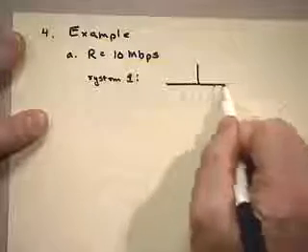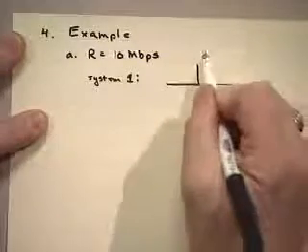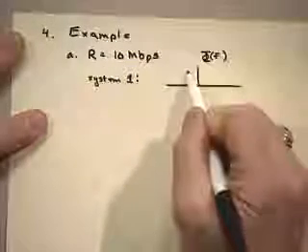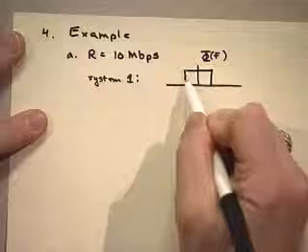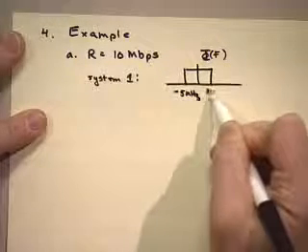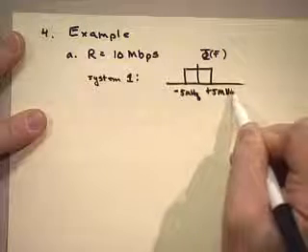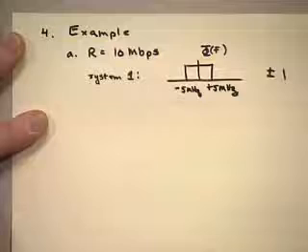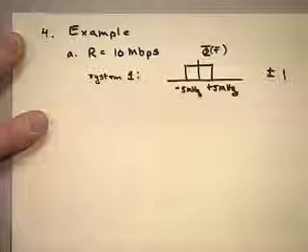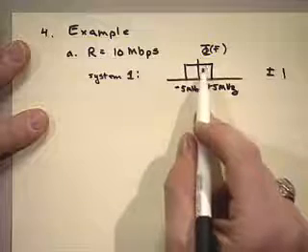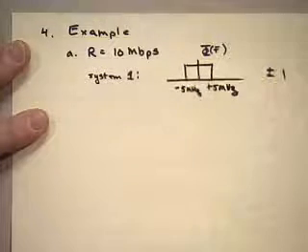I have a system 1 where I have a single basis function, with a Fourier transform, phi of f, that looks like this. It goes from minus 5 megahertz to plus 5 megahertz. And I'm going to transmit plus or minus 1 as the signal levels for a binary transmission system.